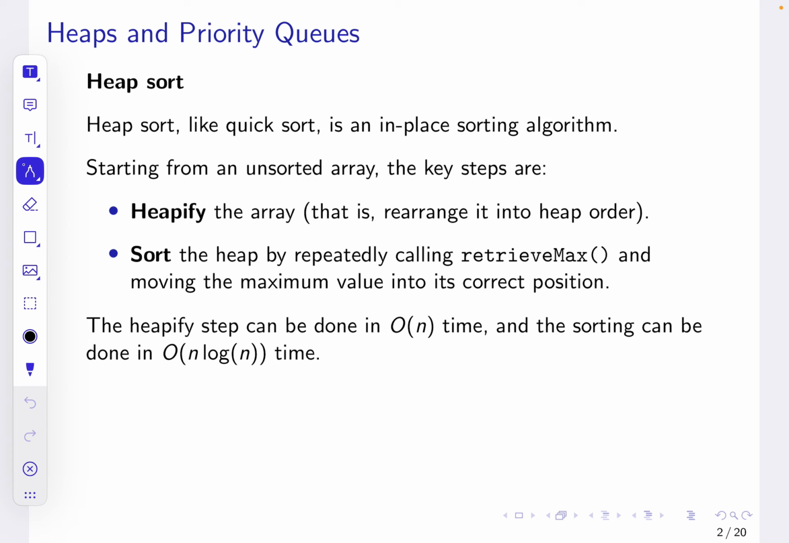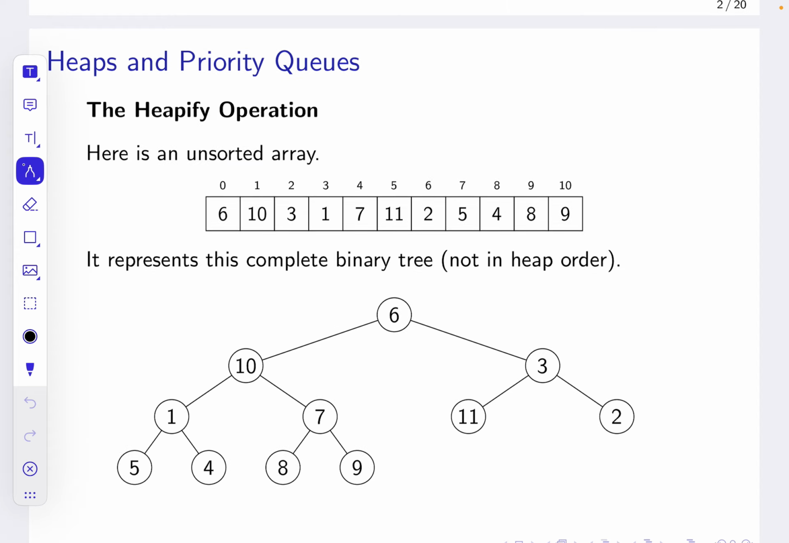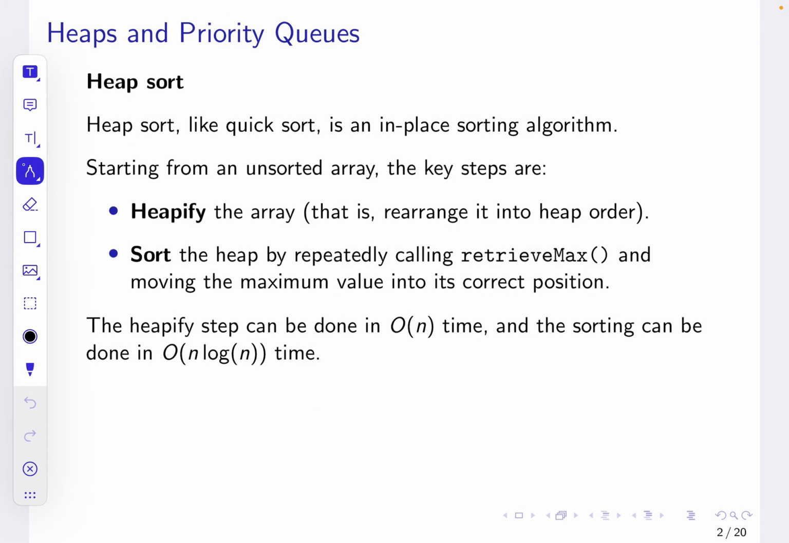The heapify part takes place in linear time because it involves doing a few operations for every element of the array. And then remember that retrieve max takes O of log n time. So do that for every element of the array, n times, and the sorting part can be done in O of n log n time. Pretty neat.